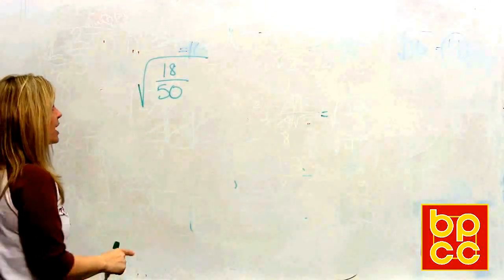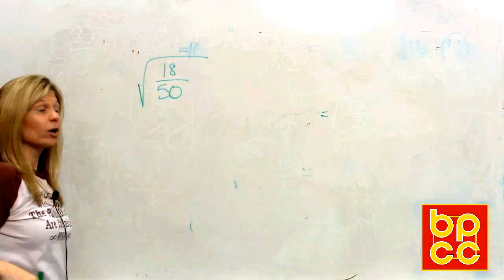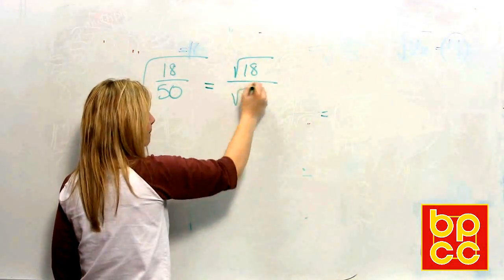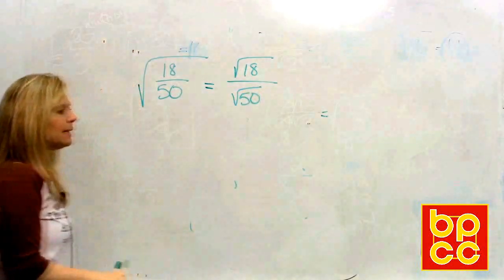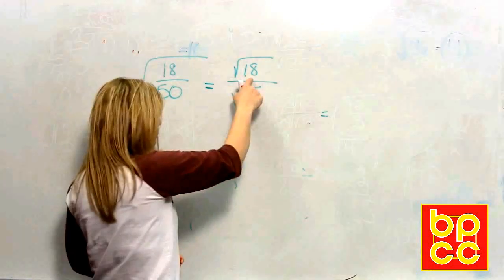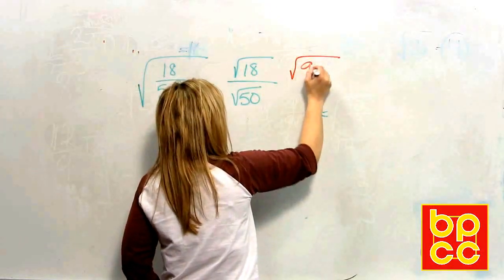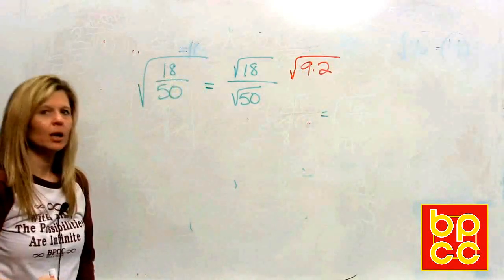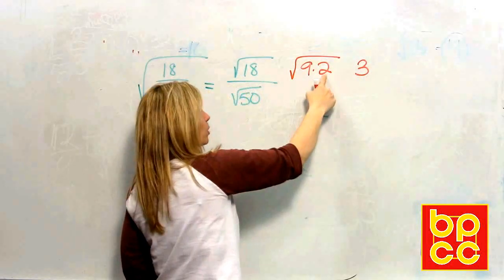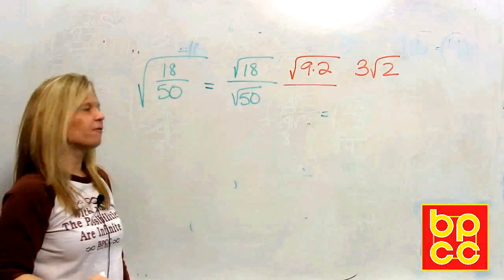One way to do this is say, okay, who are you square rooting? The 18 or the 50? Well, you're square rooting both. So we can rewrite it. Now, is 18 a perfect square? No, it's not. But we know how to reduce that. What perfect square is in 18? Oh, that's 9 times 2. What is the square root of 9? That's a 3. A 3 comes out. Can you square root 2? No, it stays inside. We're going to do the same thing with the 50.